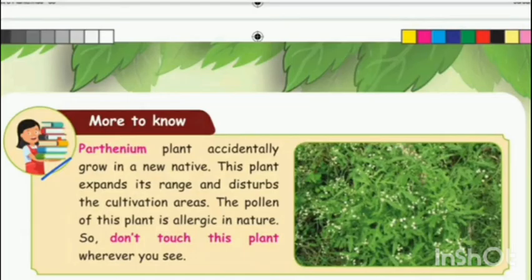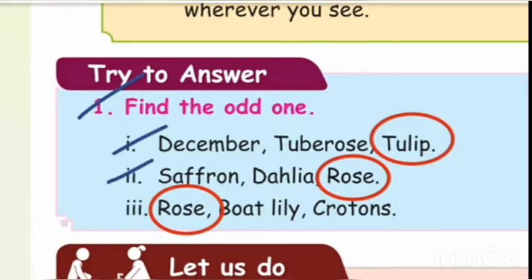Try to answer. Find the odd one. December, tuberose, tulip. The odd one is tulip. Saffron, dahlia, rose. The odd one is rose. Rose, boat lily, crotons. Rose is the odd one.